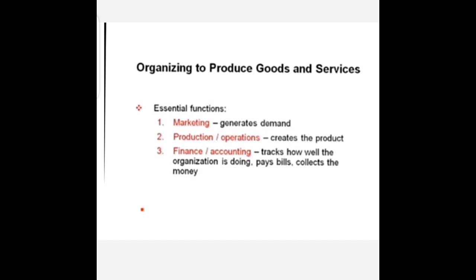So organizing to produce goods and services, essential functions. So what are the key functional areas that it includes? There exists the marketing department, there exists the HR department, there exists the finance department. So the same process is with production and operations. What the marketers do, marketers generate demand, whereas the operations manager creates the products. And what the finance and accountants do, they acquire the funds and invest the funds in order to get certain returns.